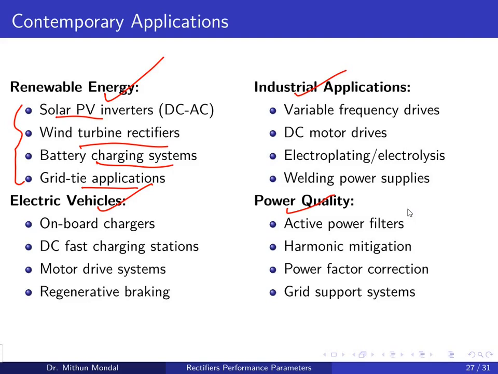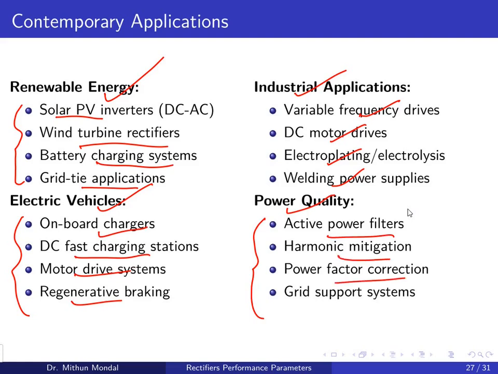In industrial applications, whether we talk about motor drives, electroplating or welding, rectifiers are also required. In electric vehicles, onboard chargers, fast charging systems, motor drive systems and regenerative braking, we require rectifiers. For power quality, in terms of active power filters, harmonic mitigation, power factor correction and grid support systems, we also require the rectifiers.